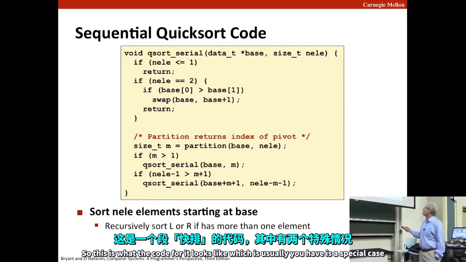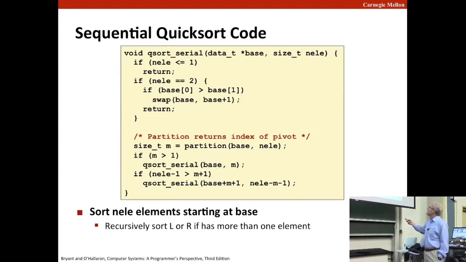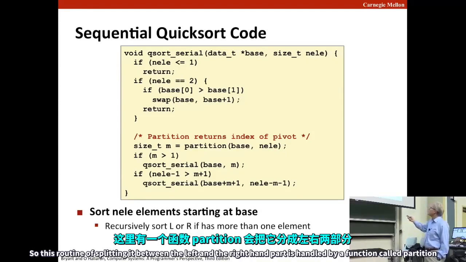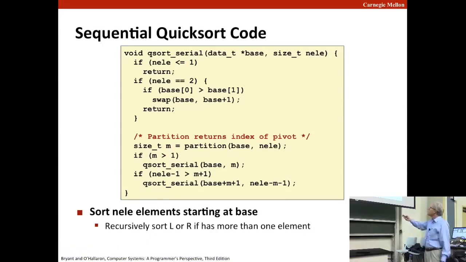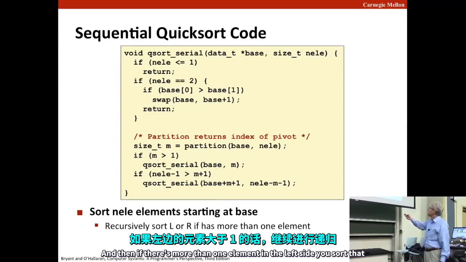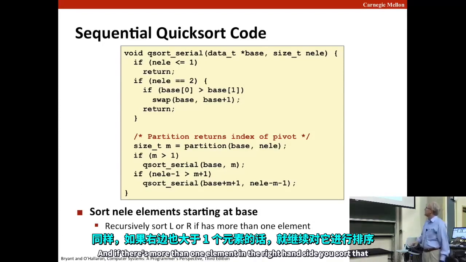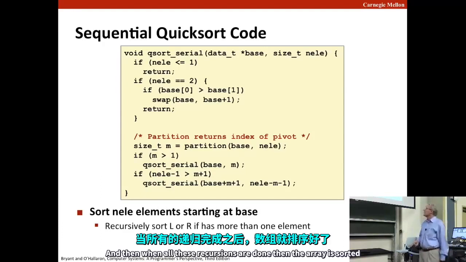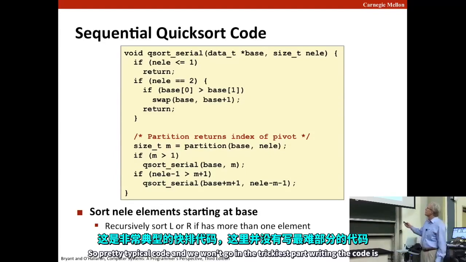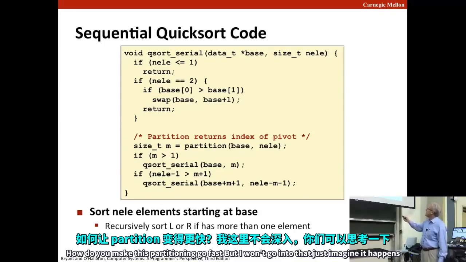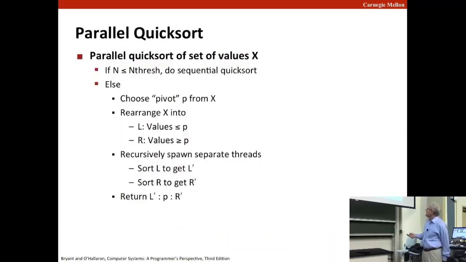So this is what the code for it looks like. Usually you have a special case if there's only one or two elements. And then you do this partitioning. This routine of splitting it between the left and the right-hand part is handled by a function called partition. Then if there's more than one element in the left side, you sort that. And if there's more than one element in the right-hand side, you sort that. And then when all these recursions are done, the array is sorted. So pretty typical code, and we won't go in. The trickiest part of writing the code is how to make this partitioning go fast, but I won't go into that. Just imagine it happens.